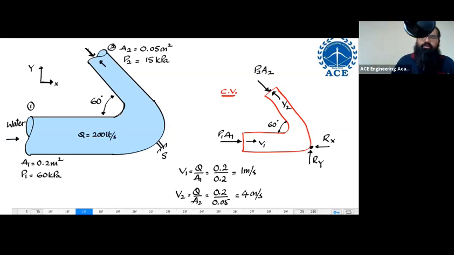Remember, pressure force is always compressive. If you are having a surface like this, the pressure force has to be a compressive normal force. Just remember this much: regardless of the direction of flow, you are supposed to take pressure force compressive only. Shall we quickly take this down?